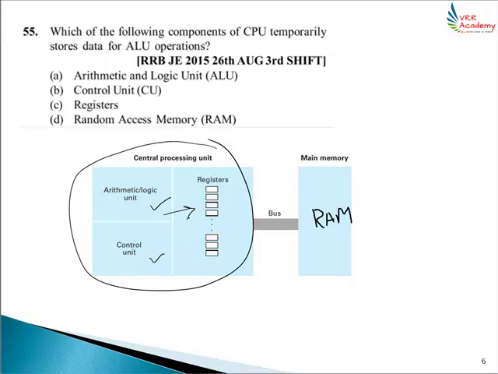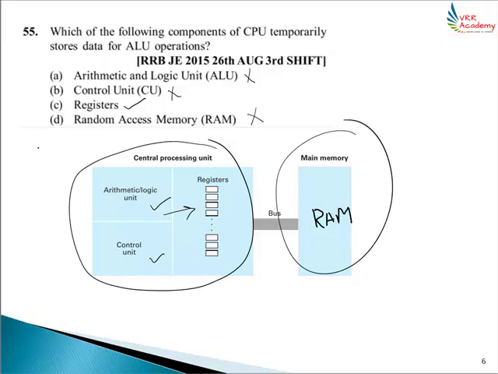Which of the following components of CPU temporarily stores the data for ALU operations? Arithmetic and logic unit, no, it is going to do the arithmetic and logic operation. Control unit, it is giving the instructions only. Registers, we can store the data temporarily. RAM is also not suitable here because it is extra as far as the CPU is concerned. So the answer for this question is C. That means registers is the answer for this particular question.